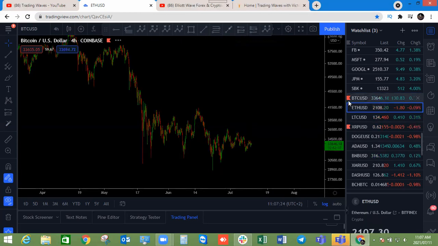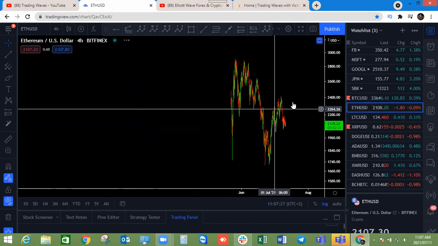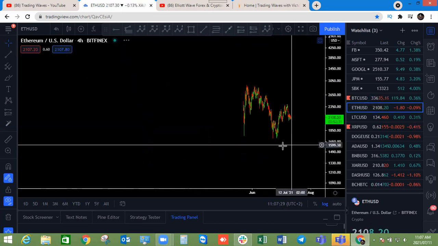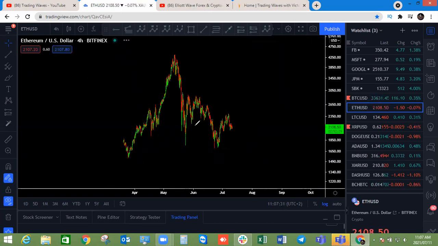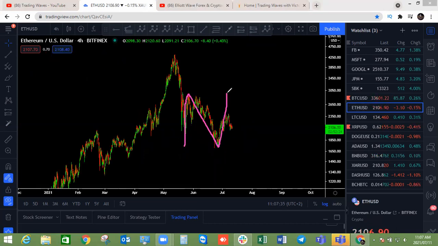Ethereum. So Ethereum started a move to the upside. The reason why we have got the move to the upside, we're forecasting this on Ethereum, the 3-wave structure here, and that we're going to retest the top here.